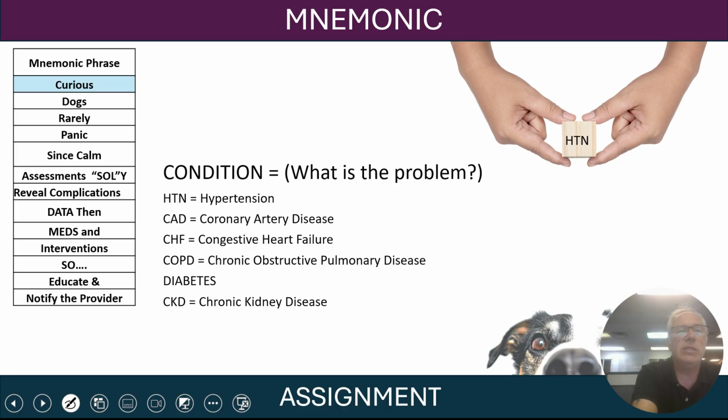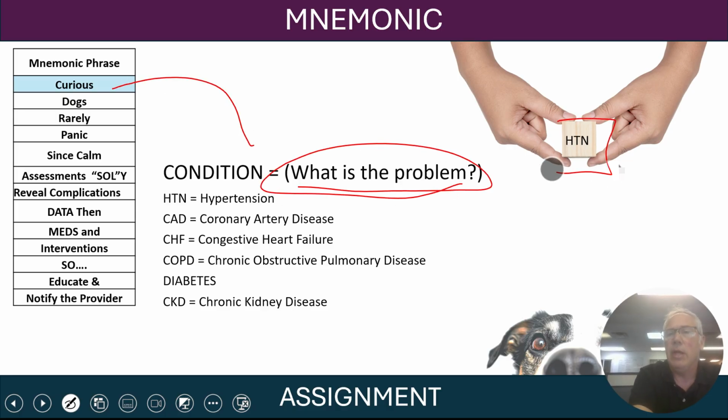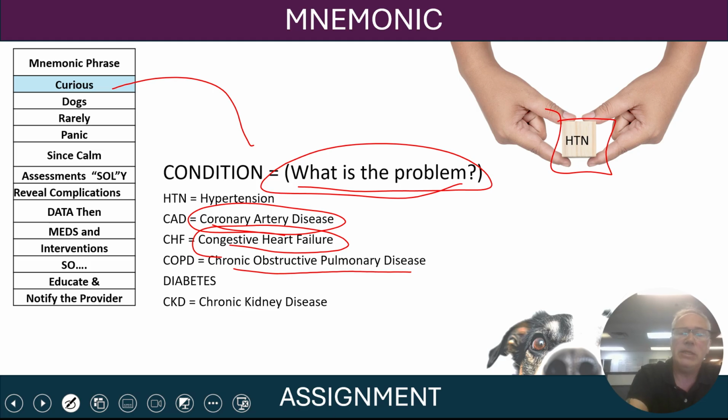So the first thing is curious, the condition. That is, what is the problem? Like I said, hypertension is a problem. Hypertension causes complications. CAD is a problem. And these are the conditions that will most likely result in admission to the hospital: CHF, congestive heart failure, chronic obstructive pulmonary disease, diabetes, and chronic kidney disease.